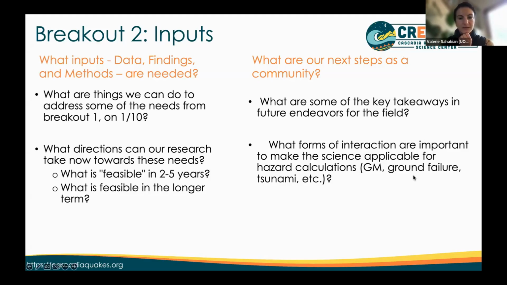What are some of the key takeaways? And also, what forms of interaction do we think are important to make this science applicable? We're going to split everybody up into 4 breakout rooms. We'll have some note takers, and we'll spend probably 15 minutes or so in the breakouts, and then we'll come together and summarize at the end. Note takers, if you could be ready to write a summary.